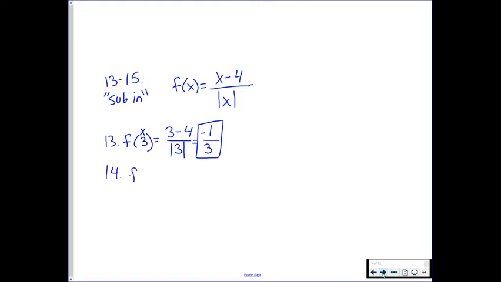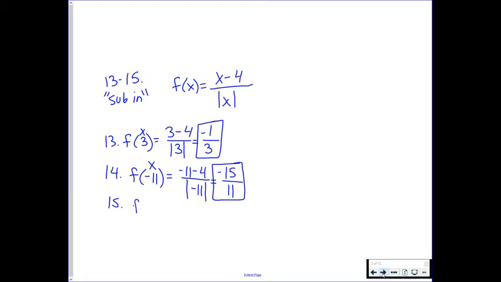On 14, we're evaluating f of negative 11. This time, I'm going to take negative 11 and substitute it in for x. Everywhere you see an x. Negative 11 minus 4 is negative 15. The absolute value of negative 11 is positive 11. So that simplifies to negative 15 over 11.